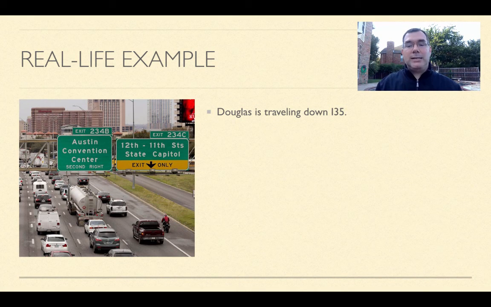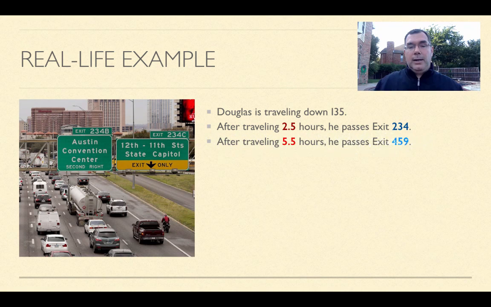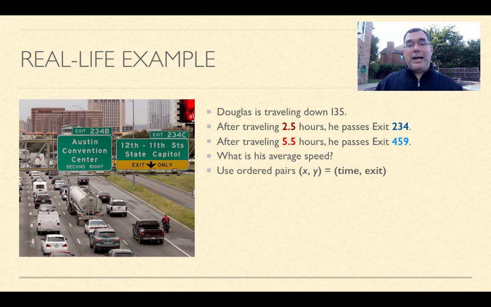All right, so here's a real-life example of slope. I have Douglas. He's traveling down I-35. After 2.5 hours, he passes exit 234. And then after 5.5 hours, he passes exit 459. And as you know, the exits on major highways are numbered based on how many miles along that highway you are. So what's his average speed? I'm going to use ordered pairs where x is the time that he traveled and y is the exit number. So 2.5 and 234 pair up together, and 5.5 and 459 pair up together.